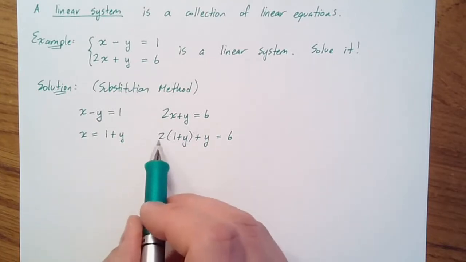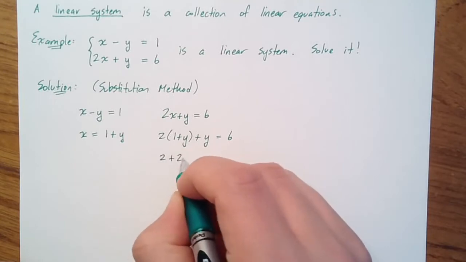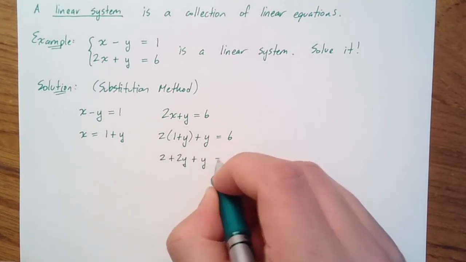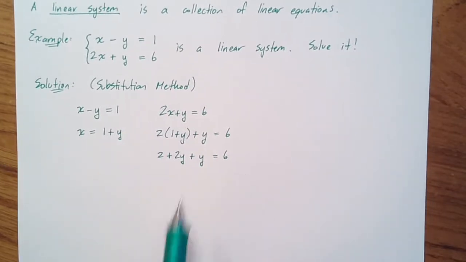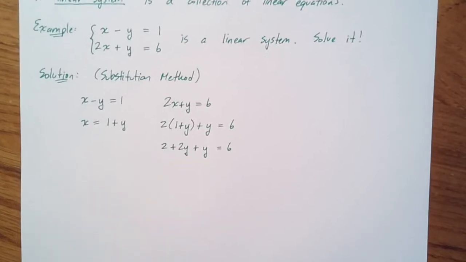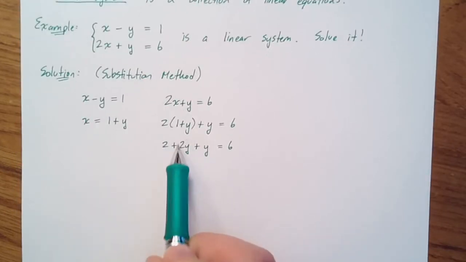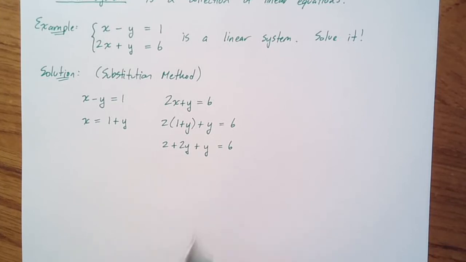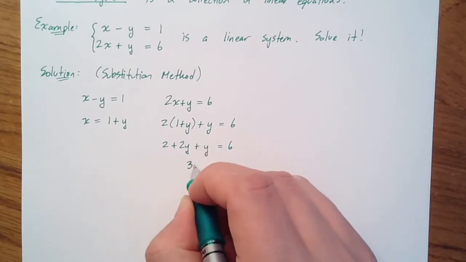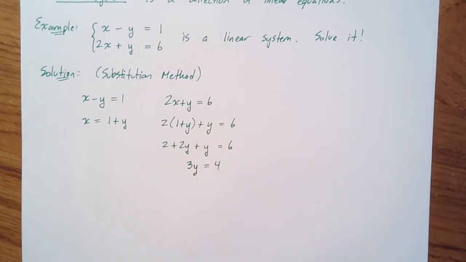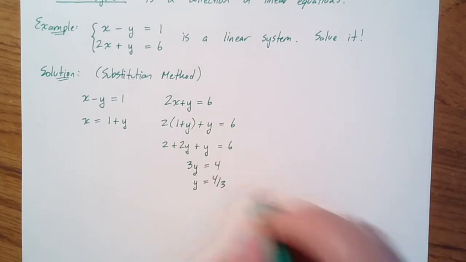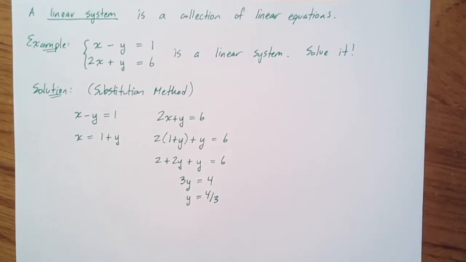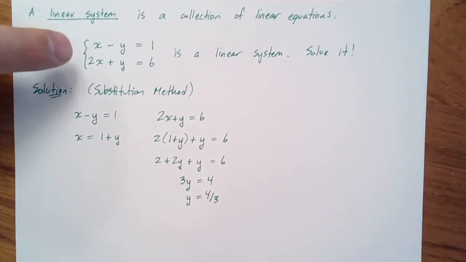So the first step is just to expand the 2 into the brackets, and you're going to get 2 plus 2y plus y equals 6. If I combine the two terms that involve a y, this 2y plus y will become 3y. And if I subtract 2 from both sides of the equation, I'll get a 4 on the right-hand side. So I'll end up with 3y equals 4, or in other words, y is equal to 4/3. So now we've determined what the value of y must be to satisfy both of these equations up here.